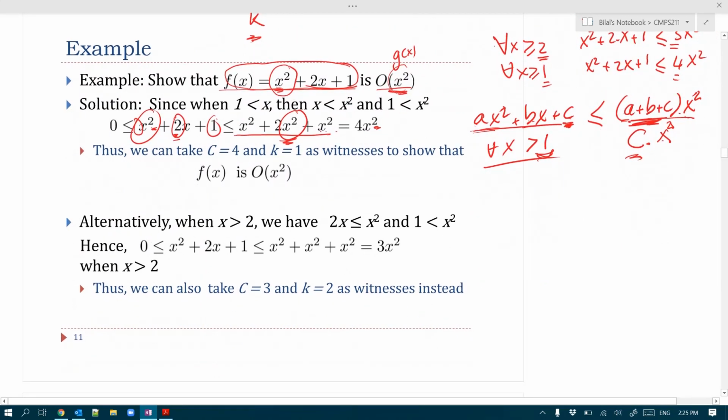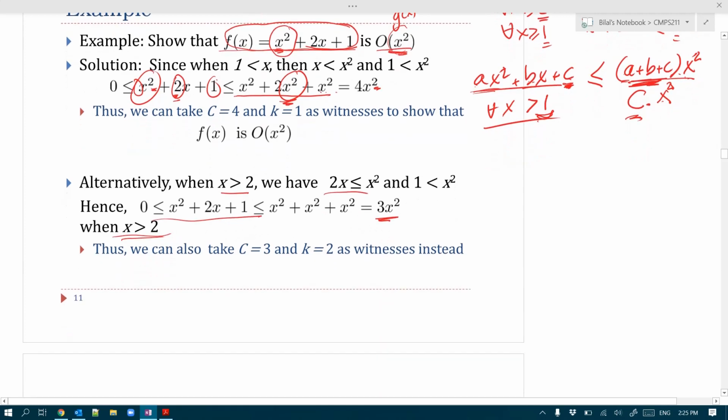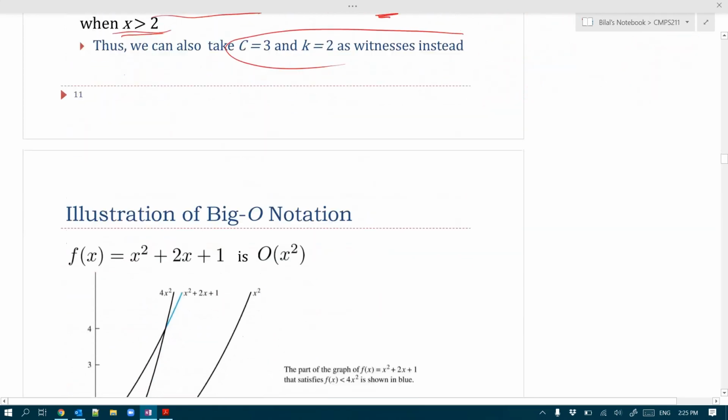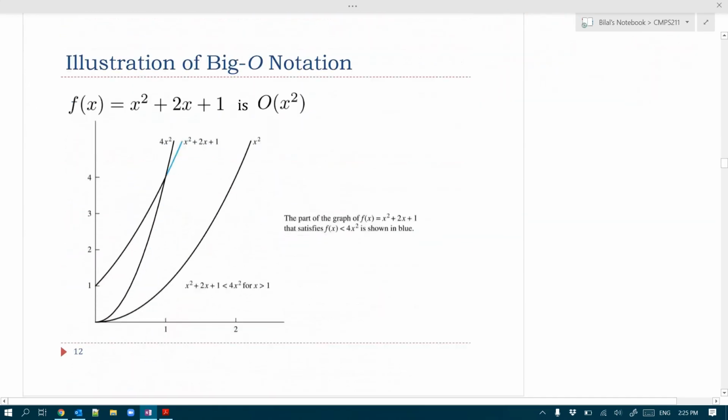Alternatively, we could tune the values and just have a lower value for C, but with a relatively higher value for K. And this would be another witness for the domination of x squared over f of x. Once again, you have a very visual presentation of this fact.